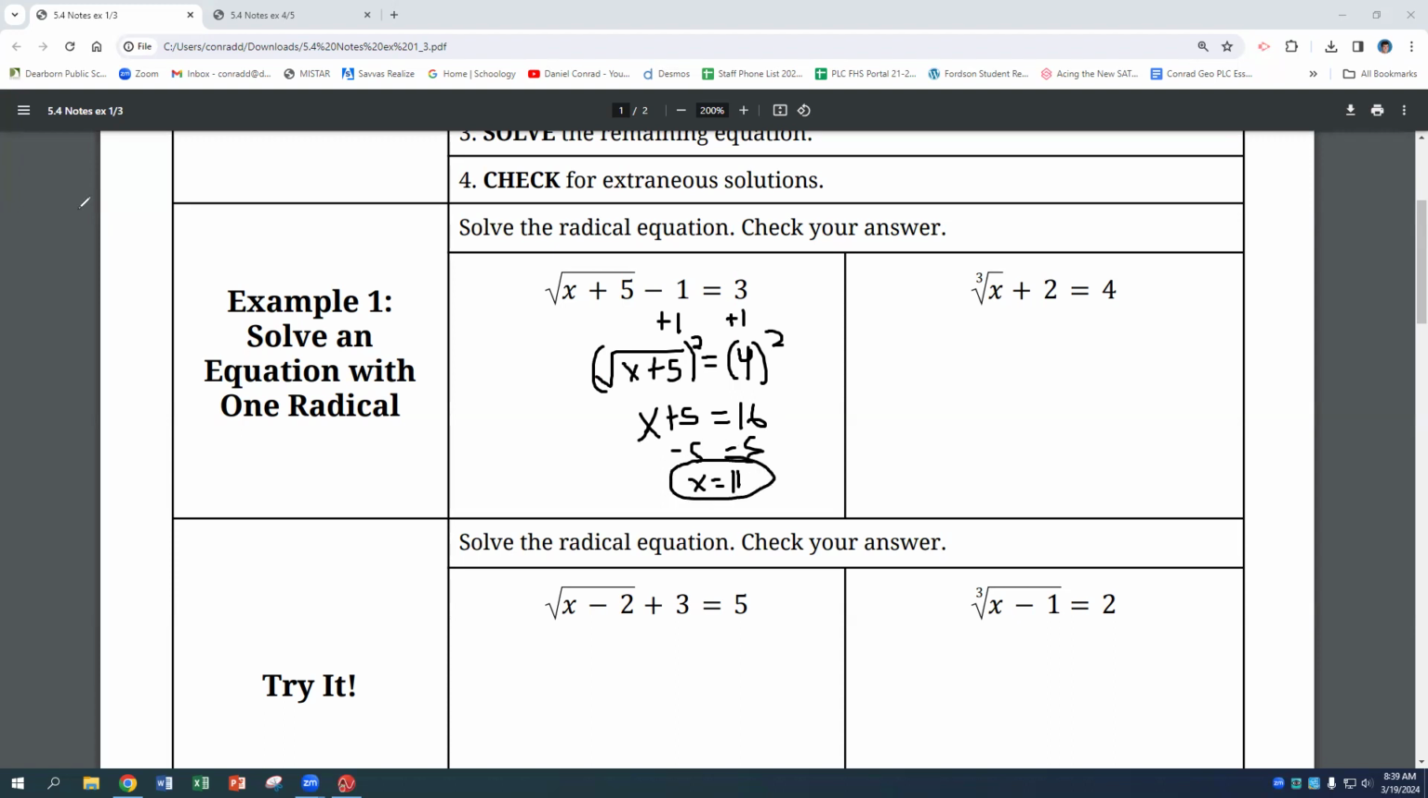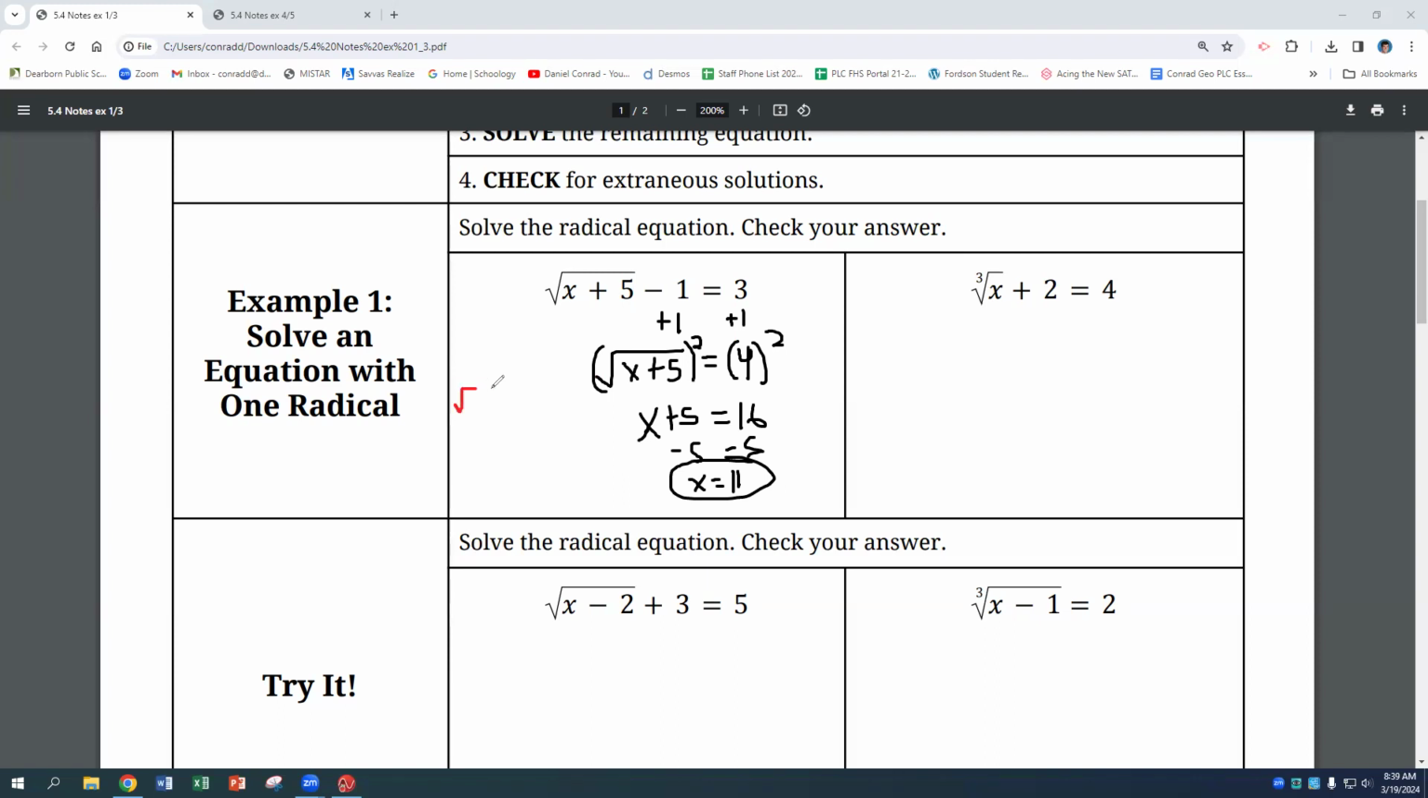Okay, on these ones, though, we want to be careful. Sometimes, especially when you square a radical or cube a radical, you're going to get extraneous solutions. So we're going to want to check our answers pretty much on all of these.